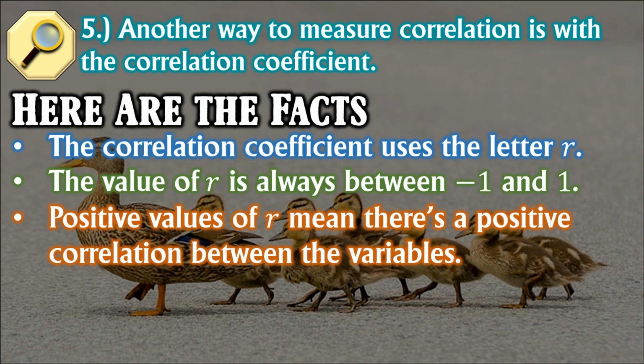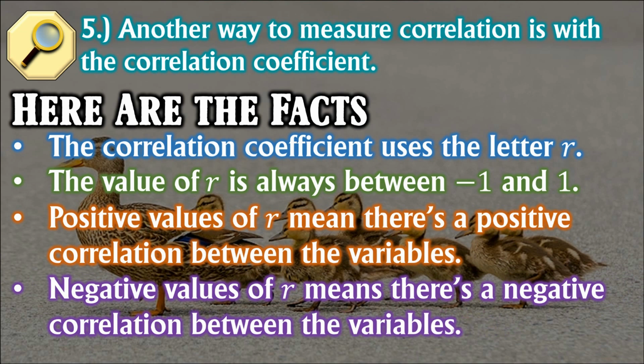Well, first of all, positive values of R mean that there's a positive correlation between the variables. As the explanatory variable gets bigger, the response variable also gets bigger. As one goes up, so does the other. A positive value of R means that. Positive correlation. Negative values of R mean that there's a negative correlation between the variables. As the explanatory variable gets bigger, the response variable gets smaller. As one goes up, the other one goes down. There's a negative correlation.